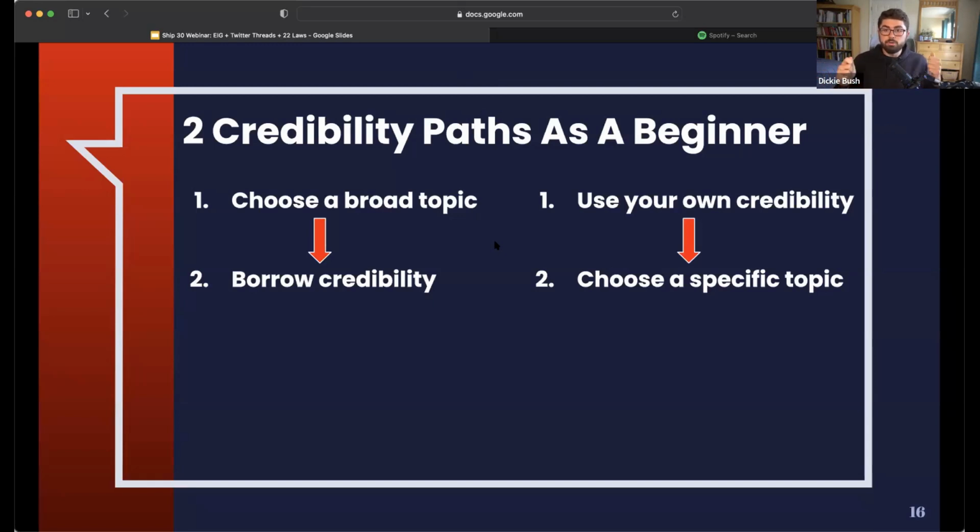So these are really the two paths you have as a beginner. I can go and curate the experts in this broad topic, or I can share my personal experience with a super specific layer of specificity, and then go with that barbell of curating experts and then talking about something you're an expert in because it's so specific.